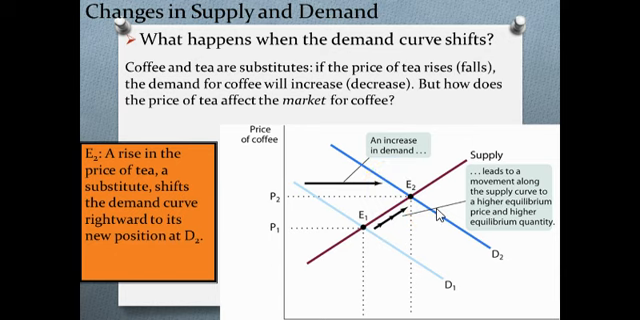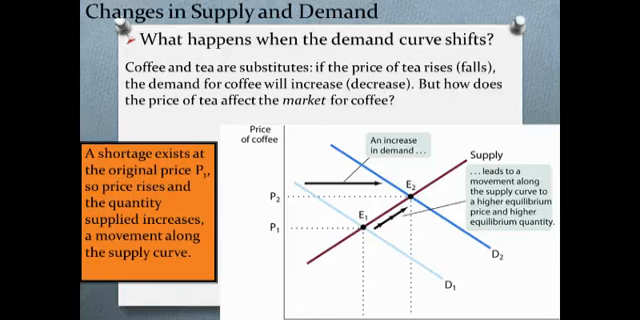Go back to the determinants. Remember, determinants of demand, price of other goods. Don't shortcut that. Don't truncate it. You got to remember that whole statement. Price of other goods, not the price of the actual good in question. Okay? A shortage exists at the original price.